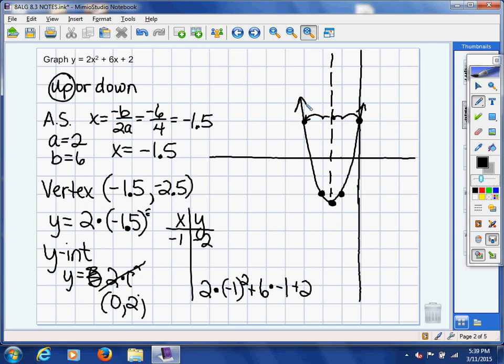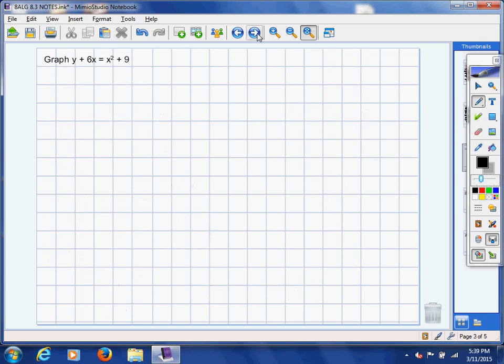So the next one, this one's all for you. What you need to do, first thing to get this started, is get y by itself, okay? So right now, you've got 6x over there. You have got to move that 6x over to the other side so that y is by itself. And then you can finish the problem the rest of the way. So these are the types of things that I want to see. Does it open up or down? Okay, which one does it do?